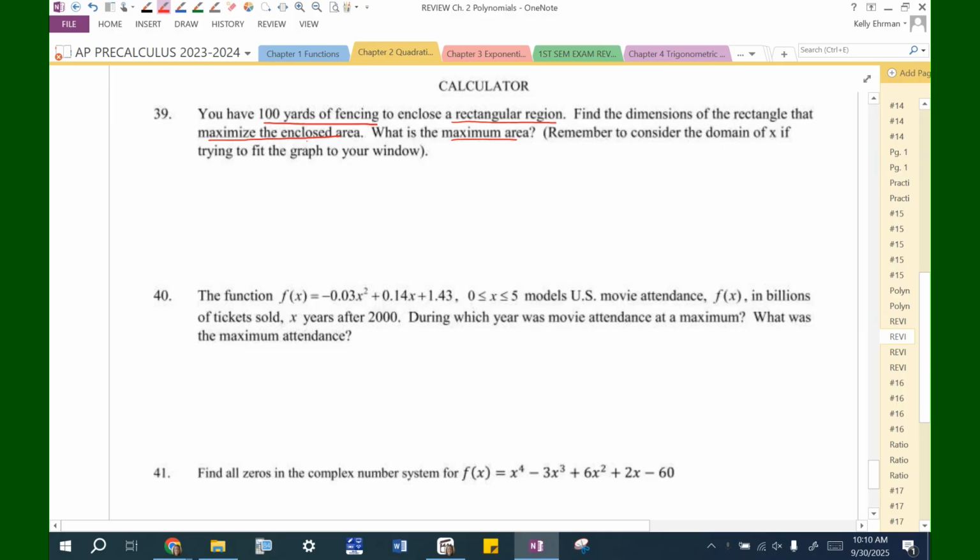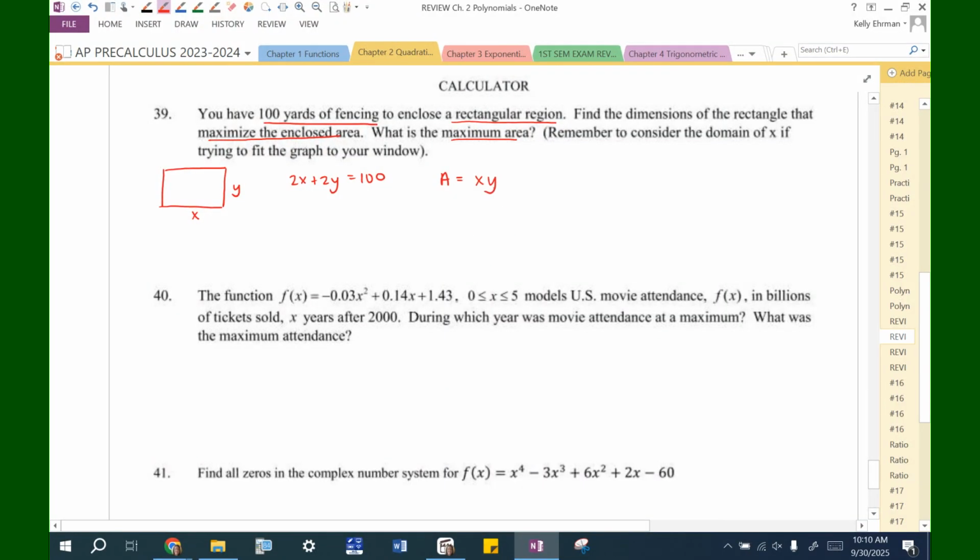All right, so we have 100 yards of fencing. We are enclosing a rectangular area. Let's call it x and y as the dimensions. So 2x plus 2y would equal 100. So you should always have a perimeter equation. And we're trying to find a maximum area. So the area in general of this rectangle would be x times y.